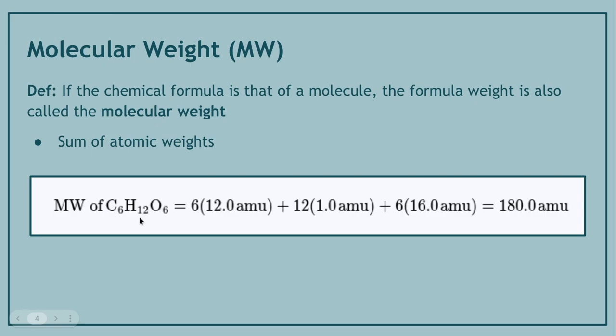Again, here you're going to take the number of moles of each element. So here there are 6 moles of carbon, 12 moles of hydrogen, and then 6 moles again of oxygen. You multiply that by the atomic weights, which are found on the periodic table, to get 180.0 AMUs.